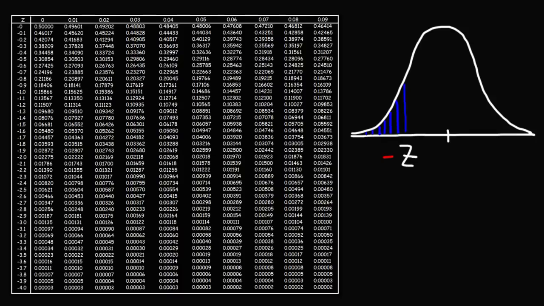Now the next z-score value that we're looking for is negative 0.43. So in the first column, we see the value negative 0.4, and in the first row, we need to look for the column that says 0.03. So the value that corresponds to a z-value of negative 0.43 is 0.33360. That is the area under the curve given a z-value of negative 0.43. So that's how you could find the area under the curve if you know the z-score. You just look it up in the table and you'll get the answer.